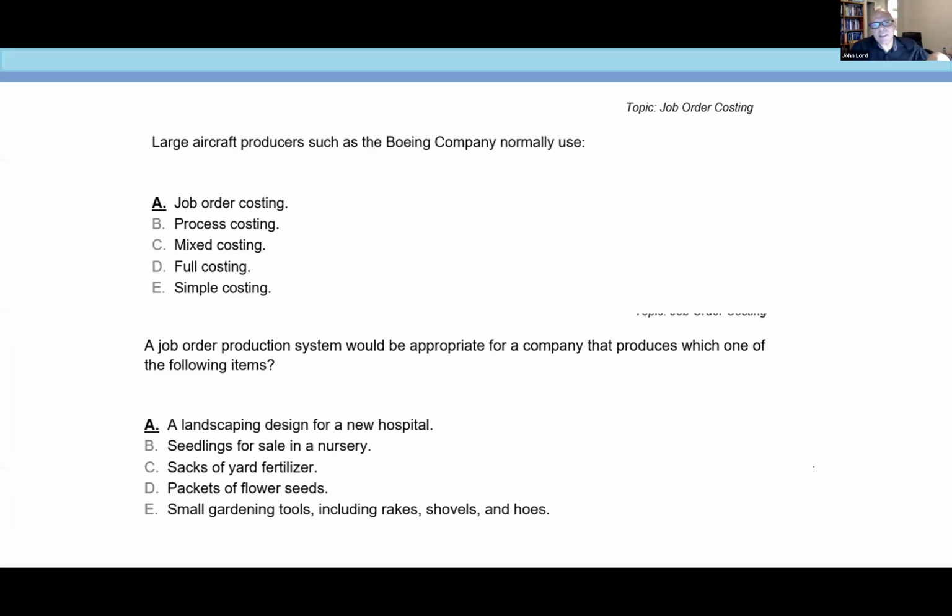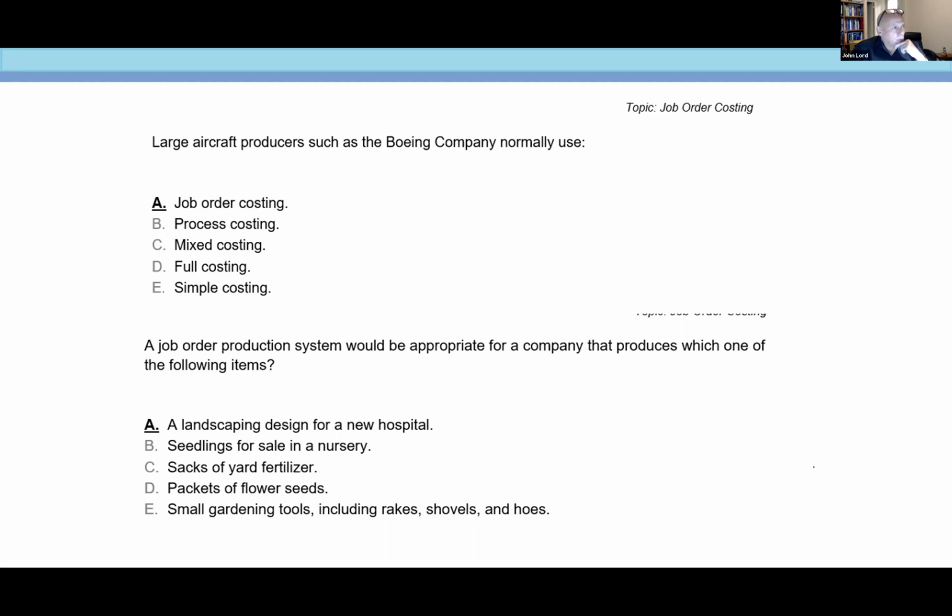Seeding for sale in a nursery, no. Every packet of seeds that are going to grow a rose plant are going to be exactly the same. The packets are the same. Yards of sacks of yard fertilizer. Fertilizer is fertilizer. Some people say, well, wait a minute, but this is a special fertilizer. Okay, that's a different batch, but every bag of that type of fertilizer is going to be the same. Packets of flower seeds, small gardening tools. Okay, they produce those gardening tools practically on a conveyor belt. There used to be this show, How's It Made? And one time I saw one where they were making rakes. Every single rake that they make, that type of rake, is exactly the same.